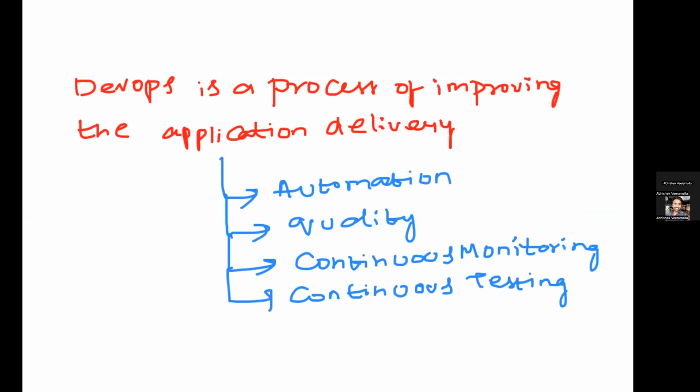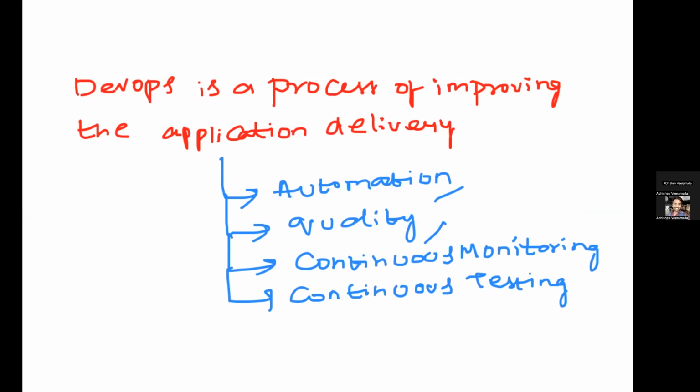You can modify it on your own basis, but if you ask me during an interview, what is DevOps, let's say Abhishek is giving an interview and the interviewer asks me that, I would say DevOps is a process of improving the application delivery by ensuring there is proper automation with a code quality that is maintained, or with an application quality that is maintained, and ensuring there is continuous monitoring and continuous testing in place.